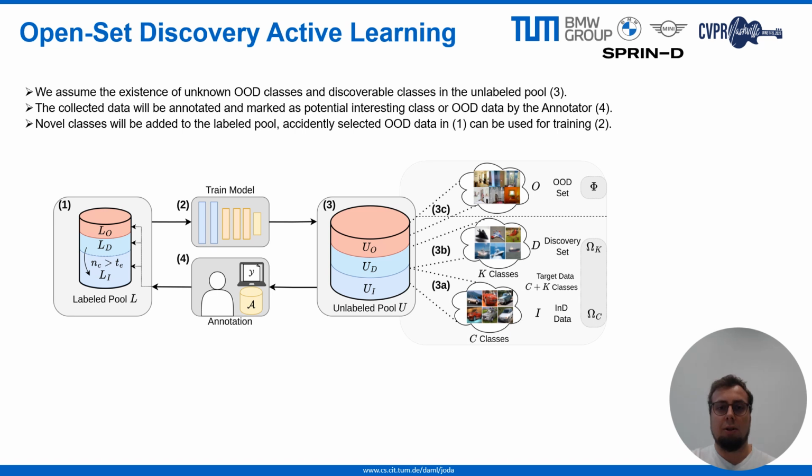Let's jump to our novel OSDAL scenario. OSDAL builds upon the classic pool-based active learning scenario, but assumes limited knowledge about the unlabeled set. The pool contains additional discoverable novel classes as well as OOD data. In a cyclic process, data should be selected including the undiscovered novel classes while avoiding OOD data. The collected data will be annotated by an oracle, and samples are additionally marked as potentially interesting or OOD. All data collected can be used for training, which concludes the cycle.